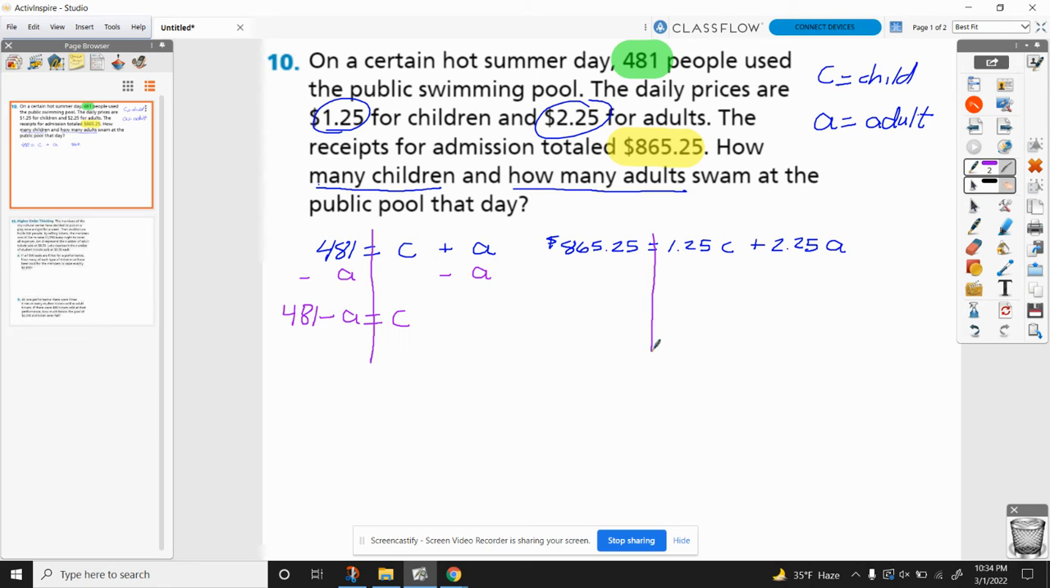And on this side, we're going to do the exact same thing. We're going to get C by itself. So I'm going to subtract $2.25 times A. So that means I have $865.25. Whoops, I should show my work here. Sorry about that. So I'm going to subtract 2.25A. I got ahead of myself there. I have $865.25.